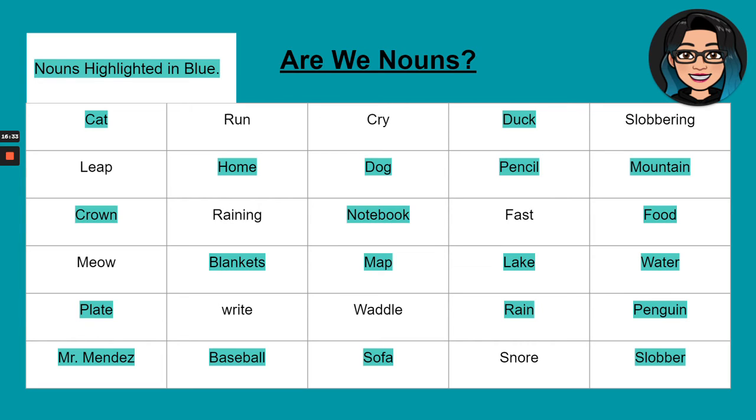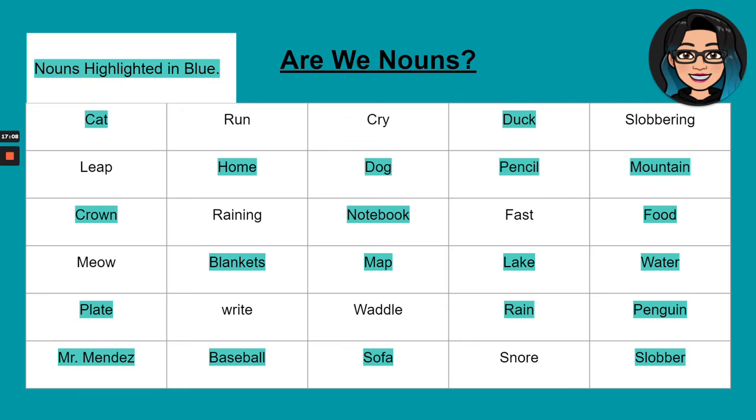Run, just like leap, is an action word. So it is not a noun. Home, that is where you live. It is a place. So it is a noun. And then we have raining. Not so much a person, place, or thing. It's something that happens. So blankets is the next word, and that is a thing. It is something you use to cover yourself when you're sleeping. And then we have write. That is something that you do, not a person, place, or thing.